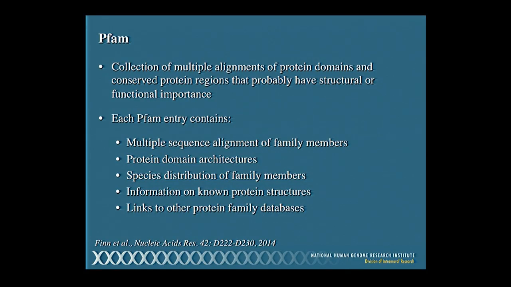So let's go ahead and put these into practice by talking about the first method, the first database, and that's called PFAM, protein families. So what PFAM contains is a large collection of multiple sequence alignments based on protein domains and conserved protein regions. And because those regions are conserved, they more than likely have some sort of structural or functional importance. When you look at one of these PFAM entries, you'll see some very good information.